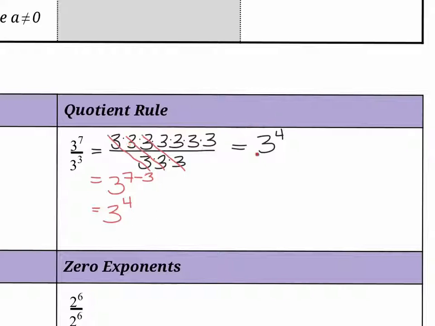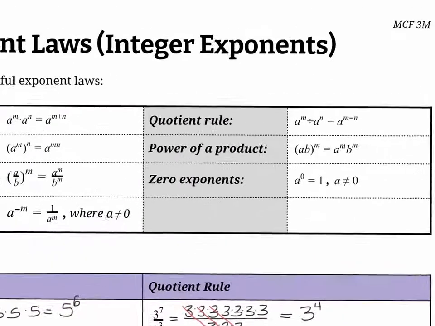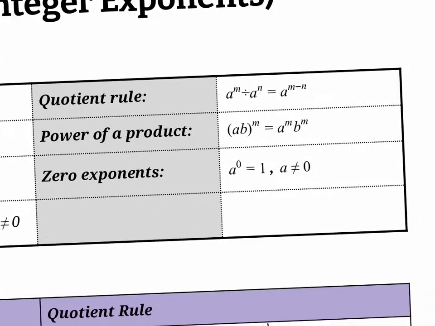So here's how to do it in long form. The quotient rule, the shortcut, is when we're dividing two terms that have the same base, we can just subtract the exponents. And that's what this rule is right here. When we're dividing two things with the same base, we can just subtract the exponents.